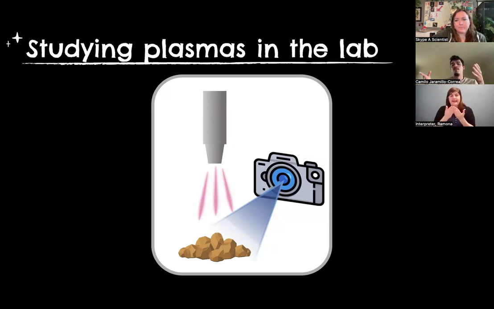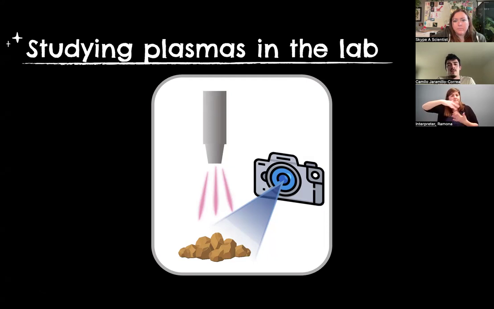Then we want to study something, so we put whatever thing we want to study, a rock or a material, in there, and then we have a plasma machine that shoots the plasma at that material. And then we have these special cameras that we use to look at that material, and they tell us what's happening to that material when the plasma is interacting with it.